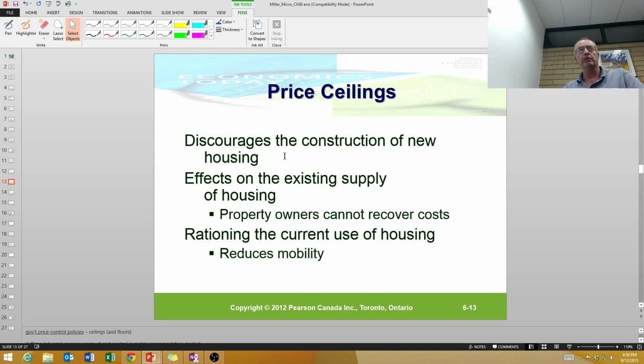And so what are some adverse consequences of price ceilings, PC, in the rental accommodation market? Well, first of all, it creates shortages because it discourages construction of new housing, and landlords or people don't want to get into the rental accommodation market because they can't make enough money.